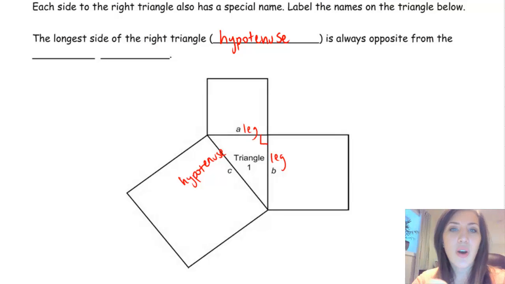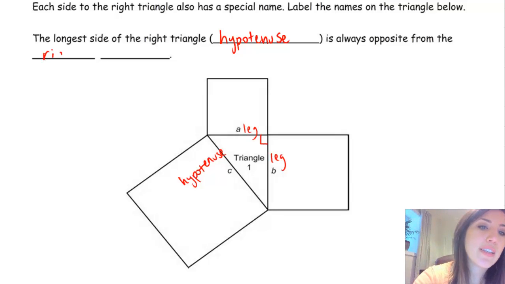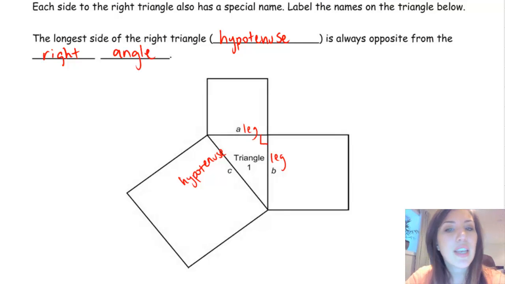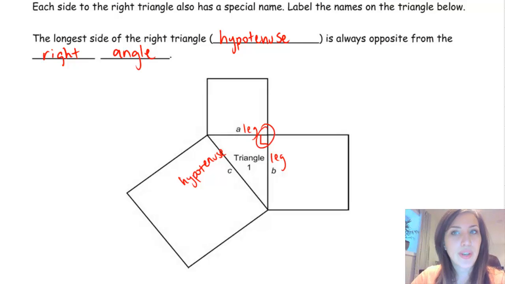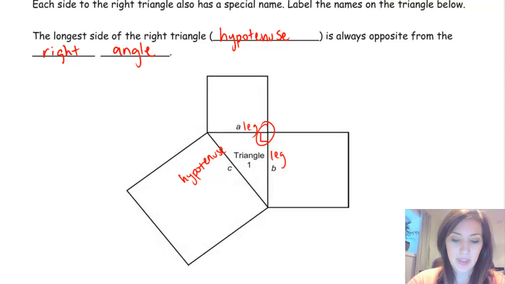And the hypotenuse is always opposite from the right angle. This is very important for you to notice that the longest side, I'll repeat it again, is called the hypotenuse, and it's always opposite from that little square showing us where the right angle is.